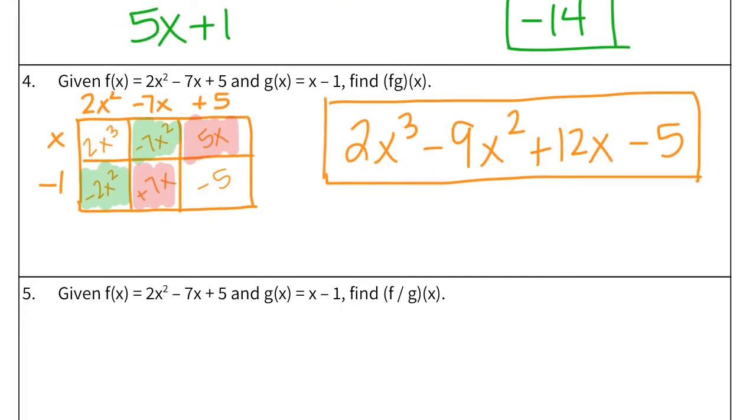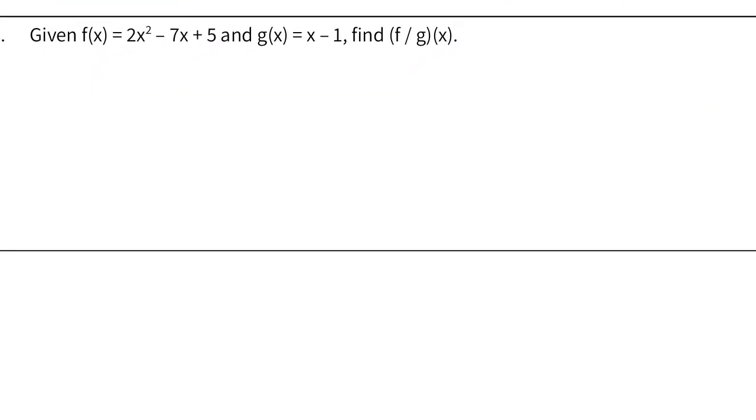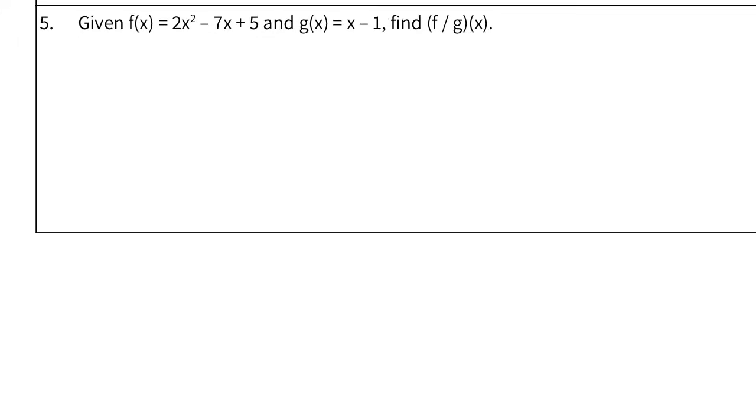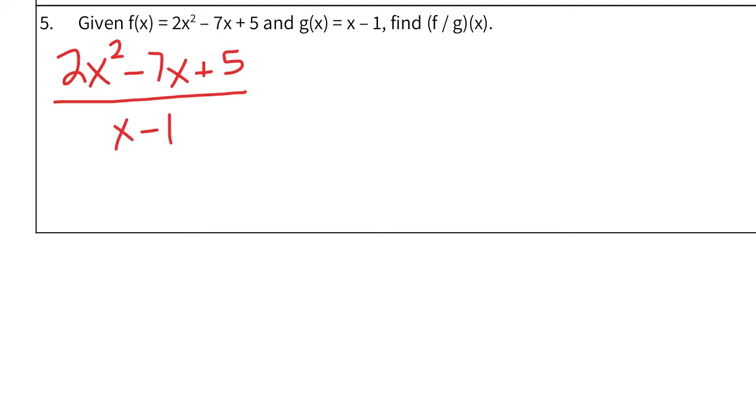Okay, next problem. Given f of x equals 2x squared minus 7x plus 5 and g of x equals x minus 1, find f divided by g of x. When you're dividing, you can set it up as a giant fraction. Since f is first, f would be on top: 2x squared minus 7x plus 5 divided by g of x, which was x minus 1. When you're dividing, there's a few methods. You can do long division, synthetic division, or you can try factoring. In this case, you're going to be able to factor, so that's what we're going to do.